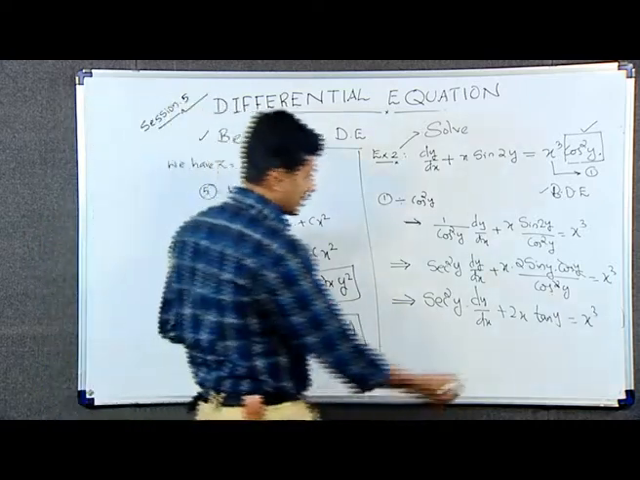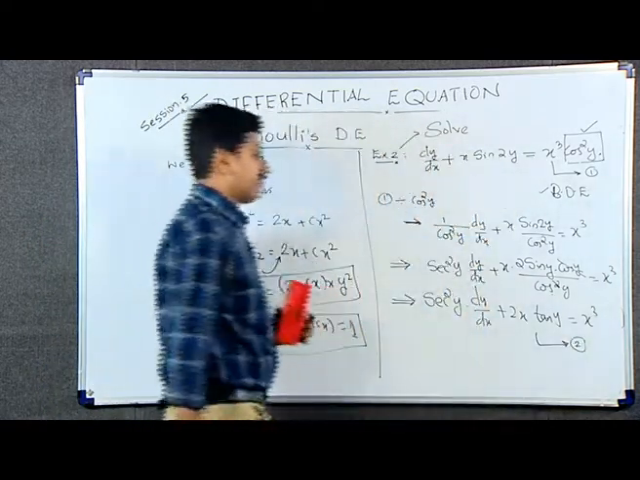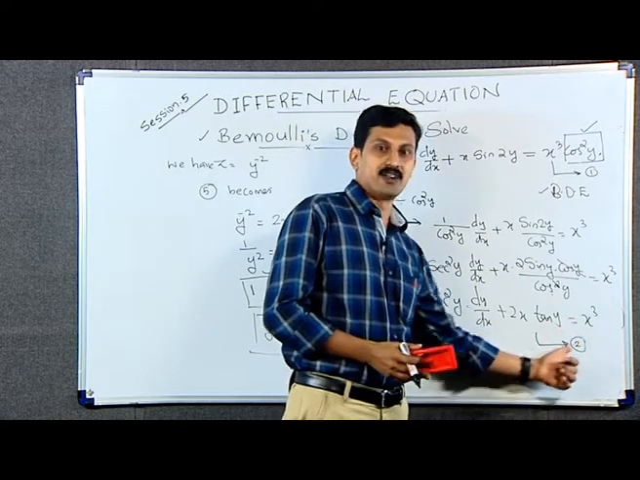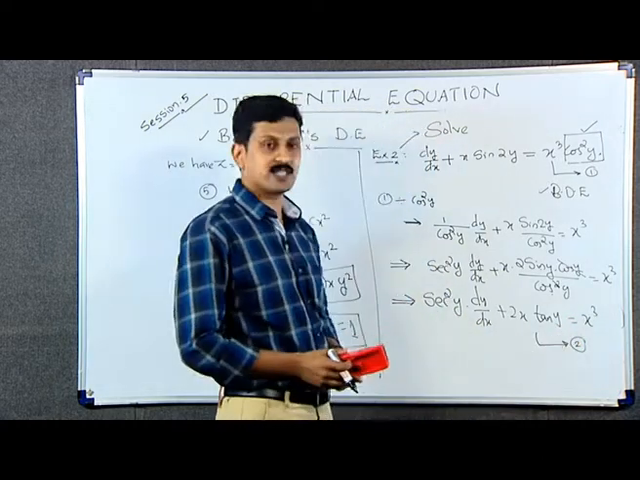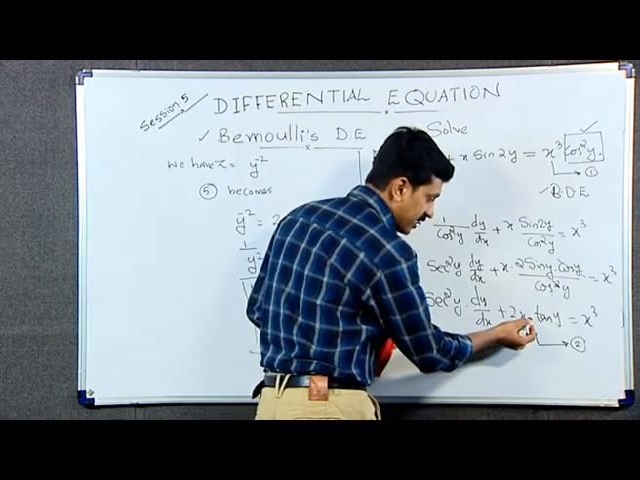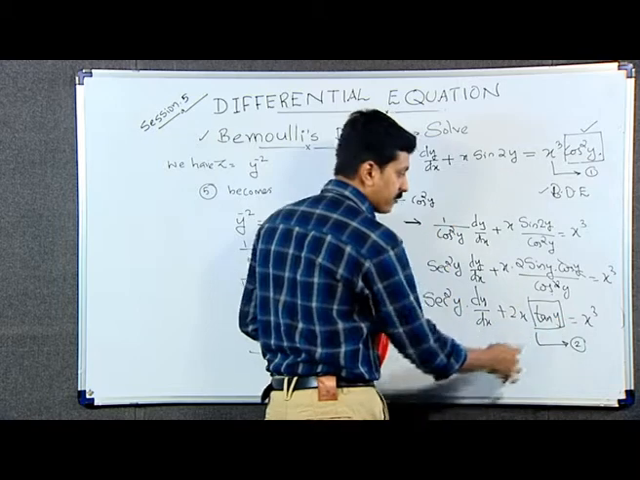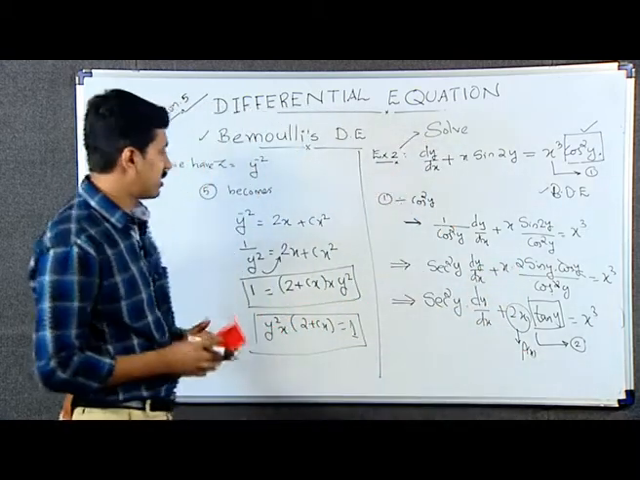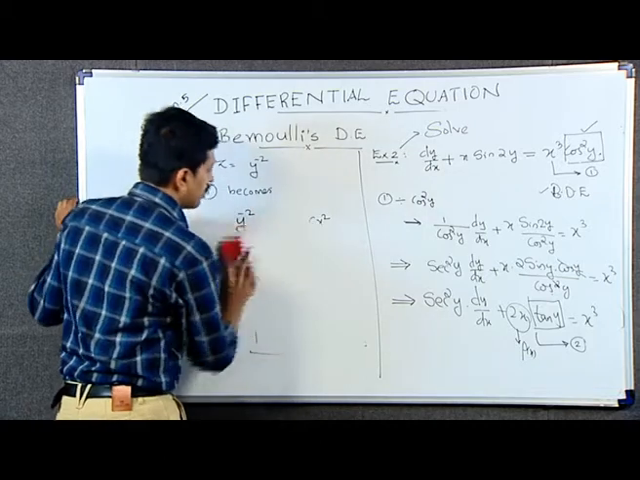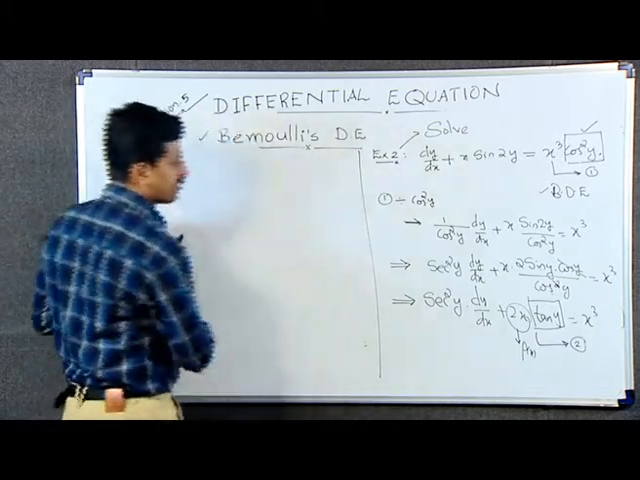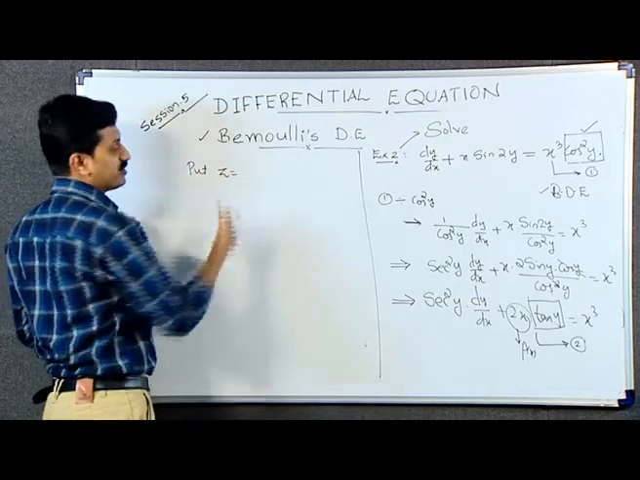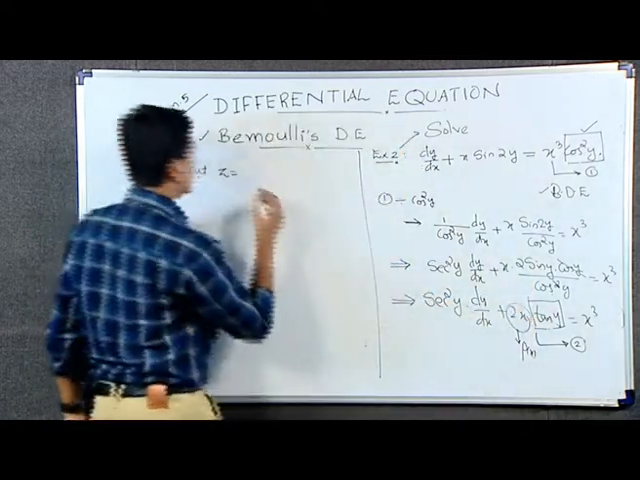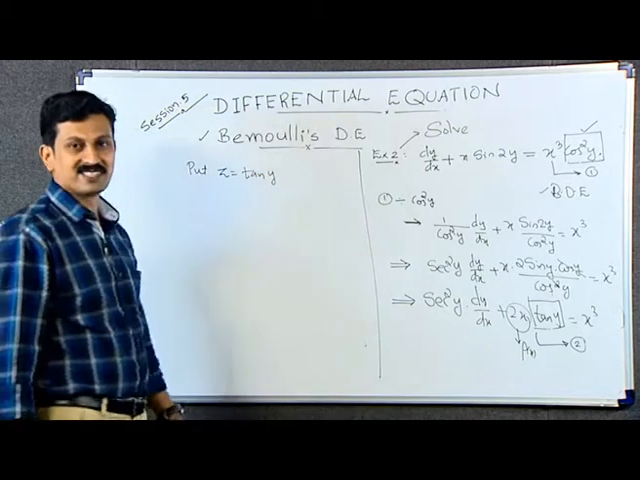Now this has again come to the second type of differential equation. We have to make this equation 2 a linear differential equation. To do this, we substitute z as the function in y, the term in y which is coming with the p of x. Here 2x is the p of x. So we put z is equal to tan y, the term in y coming with the p of x. We substitute tan y as z.